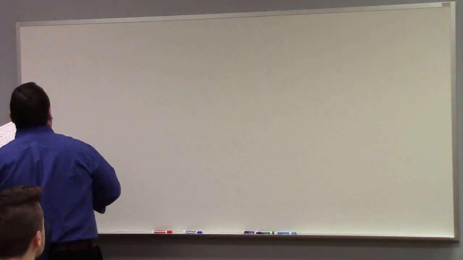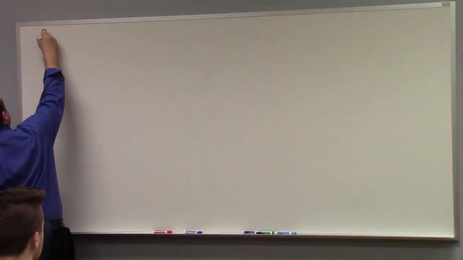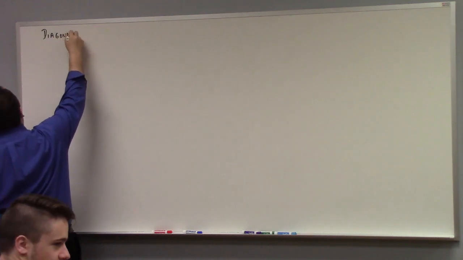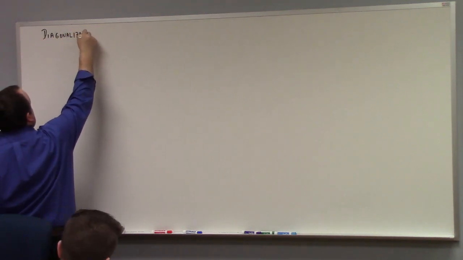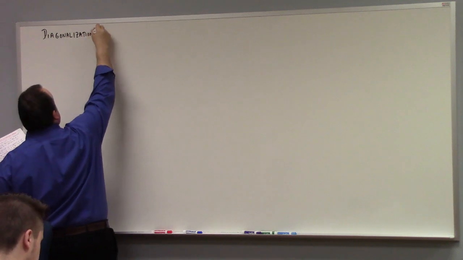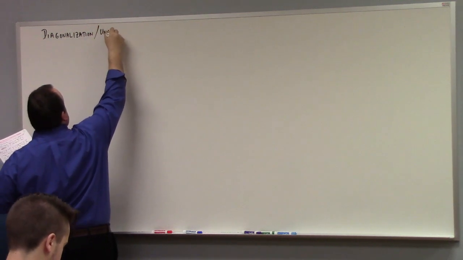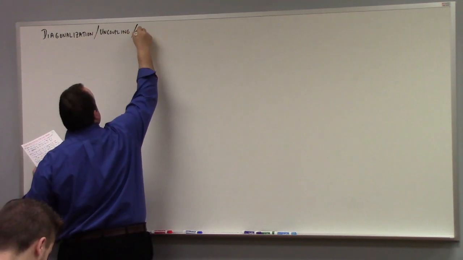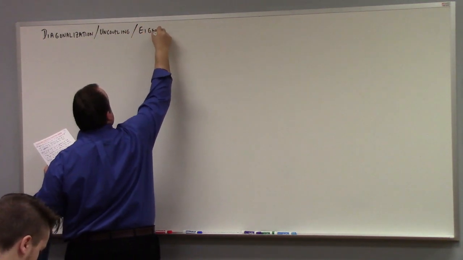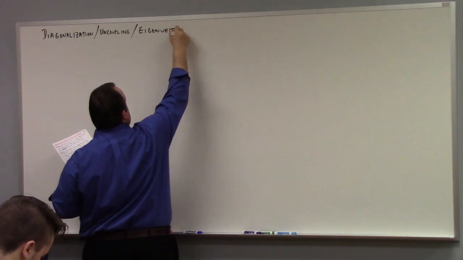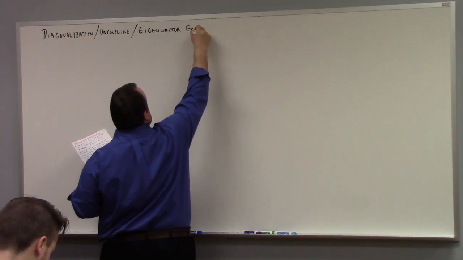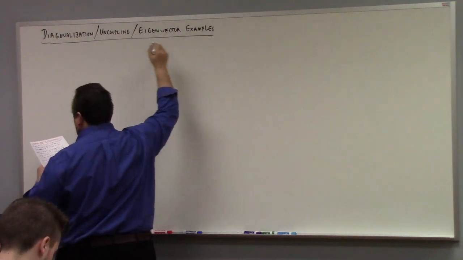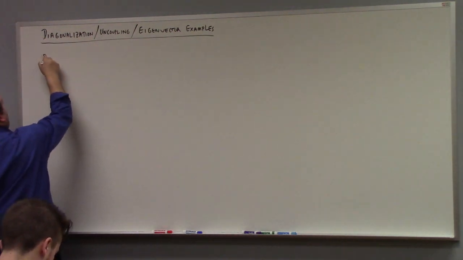So I have some things to show you. So we're talking about diagonalization, uncoupling, and eigenvector examples. So let's see. I'm going to start with a definition.